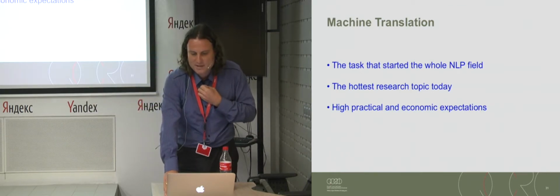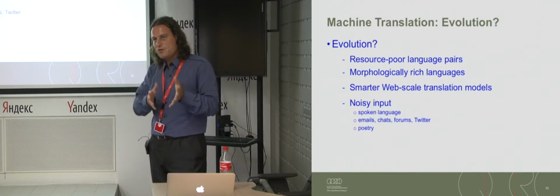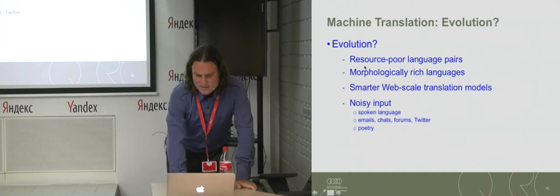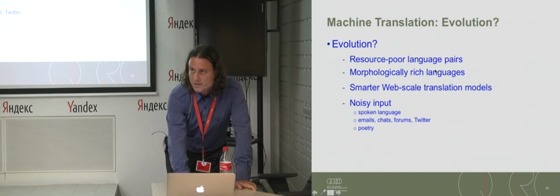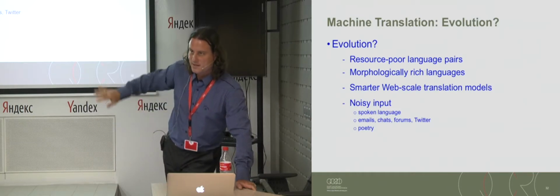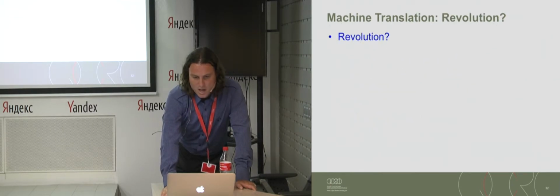And it's very practical and of high economic expectations. So are we due for an evolution or for a revolution in that field? So, I mean, there is a lot of evolutionary work, like resource poor languages that I have talked about, or morphologically rich languages, talking about noisy input, I mean, how you translate emails or chats or Twitter or spoken language or even poetry and this and that. I mean, all these are different kinds of research directions, but this is not something that is going to trigger a revolution.